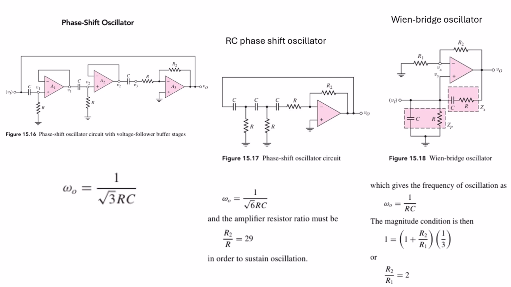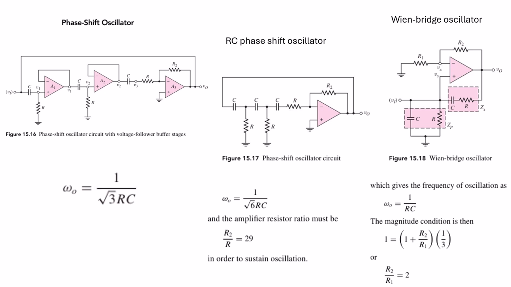Second one is the RC phase shift oscillator, and it will generate the frequency omega naught equal to 1 by square root of 6 RC. Also the amplifier resistor ratio R2 by R must be equal to 29, otherwise it may not oscillate. So that is for the RC phase shift.